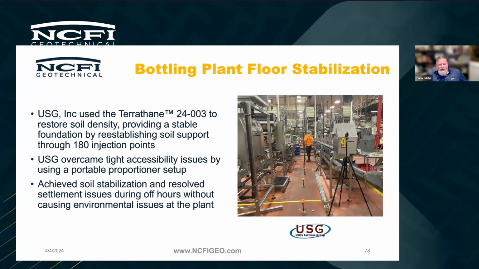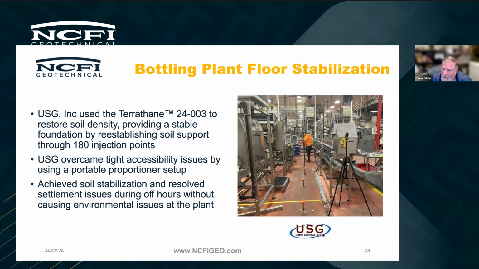Another one of our contractors, USG, or Utility Services Group up in Pennsylvania. This is a really good example of a job at a bottling plant. This is a great example of when the small footprint of our equipment can be very valuable. USG has a really unique setup where their equipment is able to come off the truck or trailer and be brought in with a forklift.